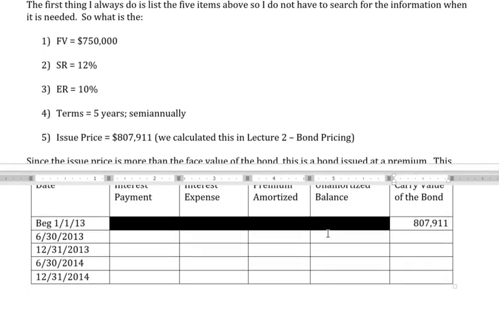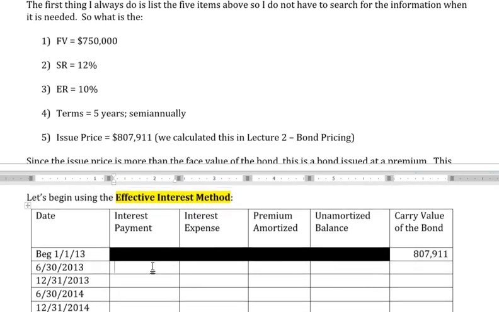All right. Now, remember, when we talk about a bond, it's a 5-year bond, so we're not going to do 10 listed payments, but the carry value has to work its way down to face value. So we're starting at 807,911. We're going to work our way to 750,000, the amount we have to pay back at the end of the bond.